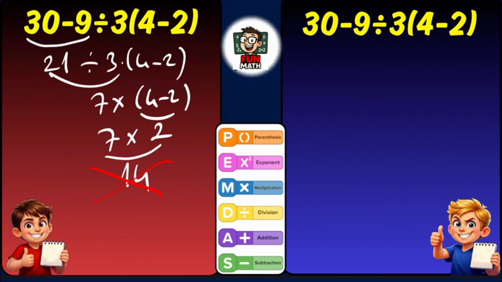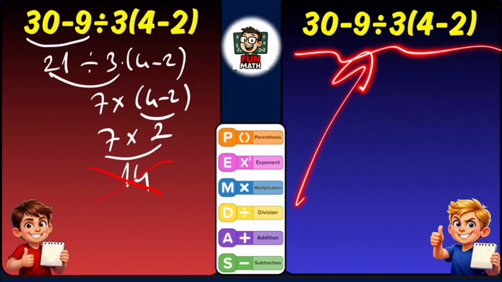Here we have another rule. There is no order between multiplication and division. Operations are done from left to right. Similarly, there is no order between addition and subtraction. Operations are done from left to right. Okay, now let's solve the equation according to the rule.